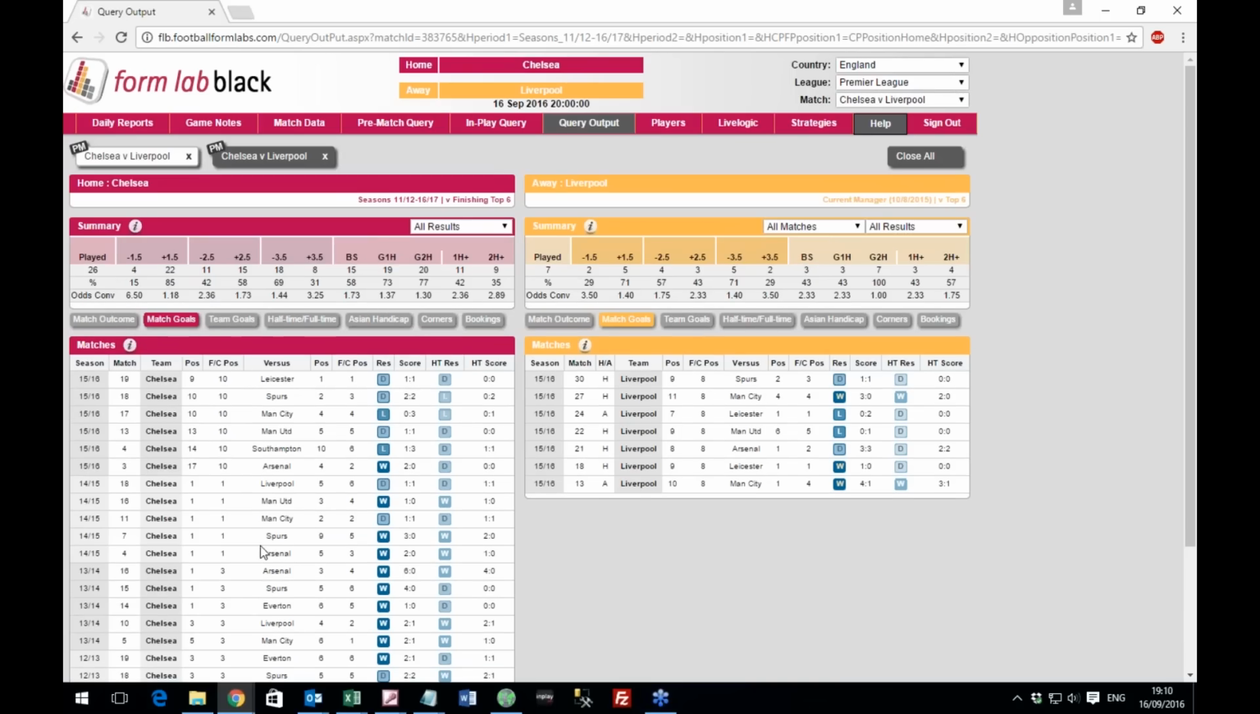Again, toggling to over 2.5 goals. Similar games to this: Chelsea hosting a team that finished in the top 6, where we'd expect Liverpool to finish. You can see that 58% of those games have had over 2.5 goals.